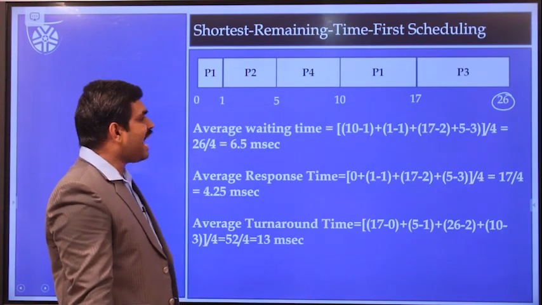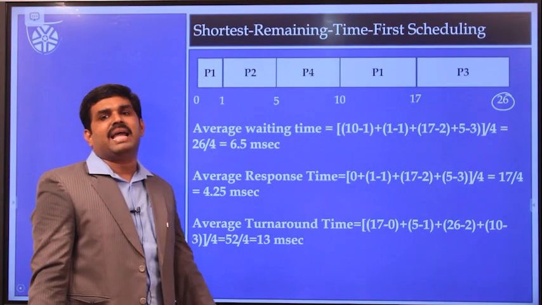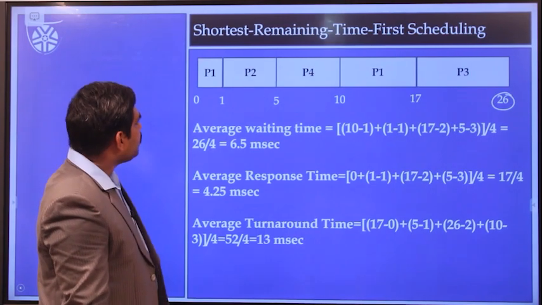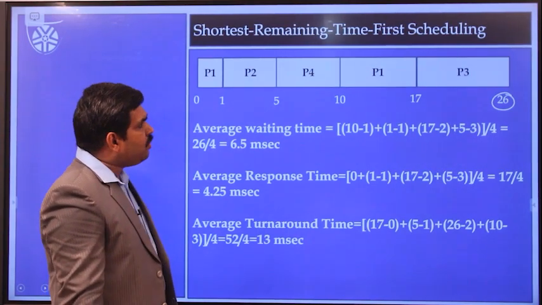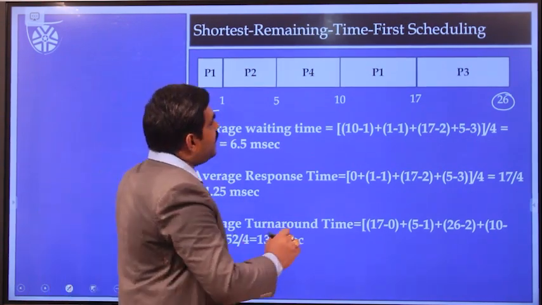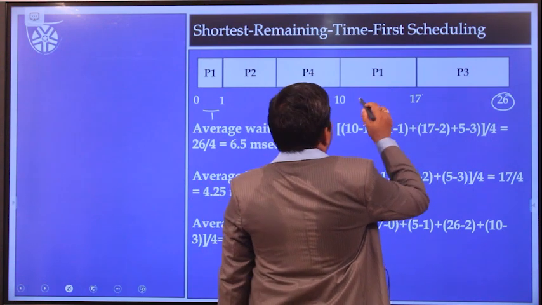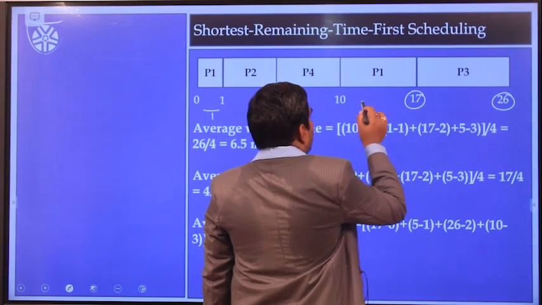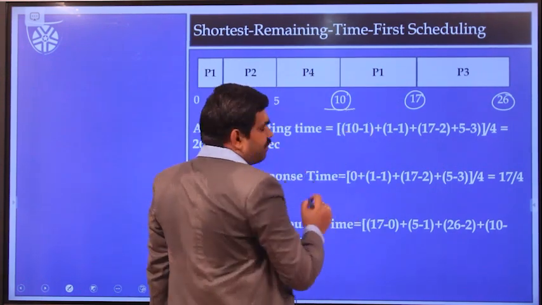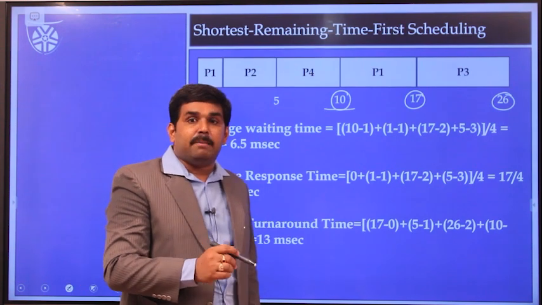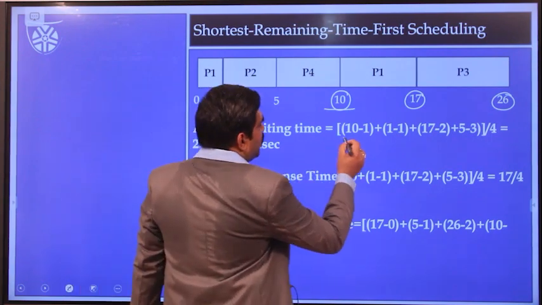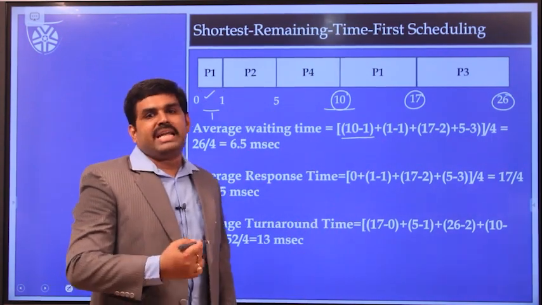Now I am going to compute the average waiting time, average response time and average turnaround time like the earlier problems. Coming to the process P1. When did process P1 get the CPU? P1 got the CPU initially for 1 second, right? And after that, it completed the execution after 17 seconds, and it got the CPU again after 10 seconds, right? So up to 10 seconds it is waiting, but within those 10 seconds, 1 second it is getting executed, right? So 10 minus 1 is the waiting time of the process P1.